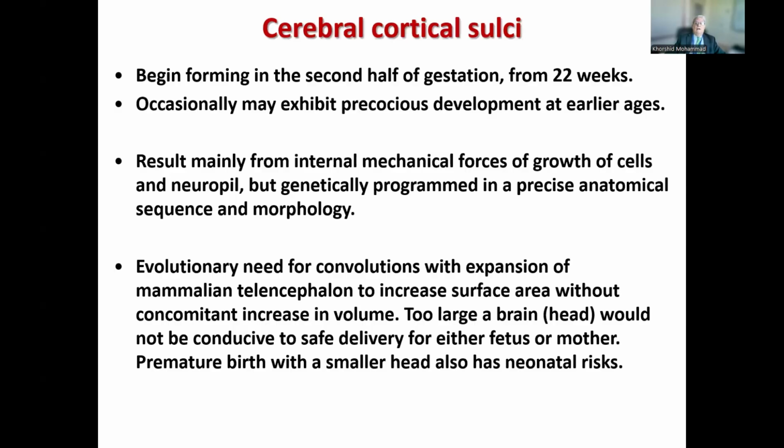So the sulci of the brain begin forming during the second half of gestation, and they start at around 22 weeks gestation normally. Occasionally, you can see precocious development at earlier ages. I'm going to show you an example of that. And they result, as I mentioned earlier, mainly from internal mechanical forces, from growth of cells and neuropil, but are genetically programmed in a precise anatomical sequence and morphology so that you can always identify the gyri and the sulci.